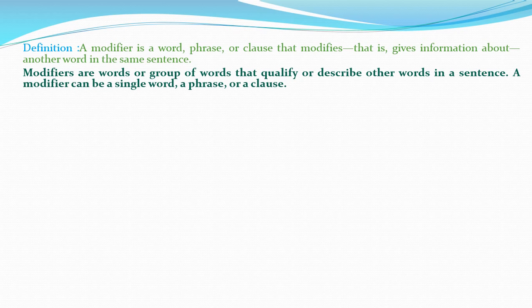Another definition of modifier: modifiers are words or groups of words that qualify or describe other words in a sentence. A modifier can be a single word, a phrase, or a clause. You must have the idea of a word, phrase, and clause. A phrase means a group of words where there will be no subject and verb, and a clause means there will be a subject and a finite verb, and it will be part of a larger sentence.